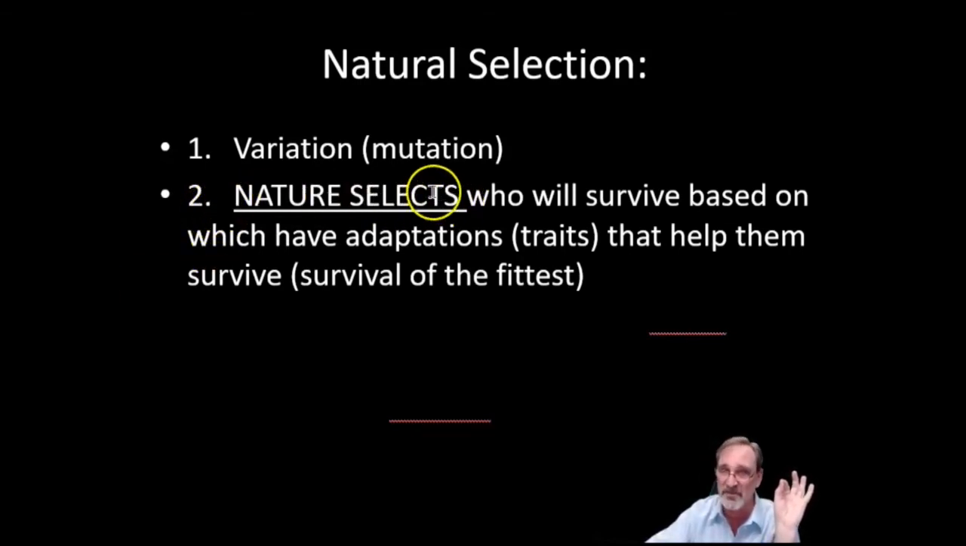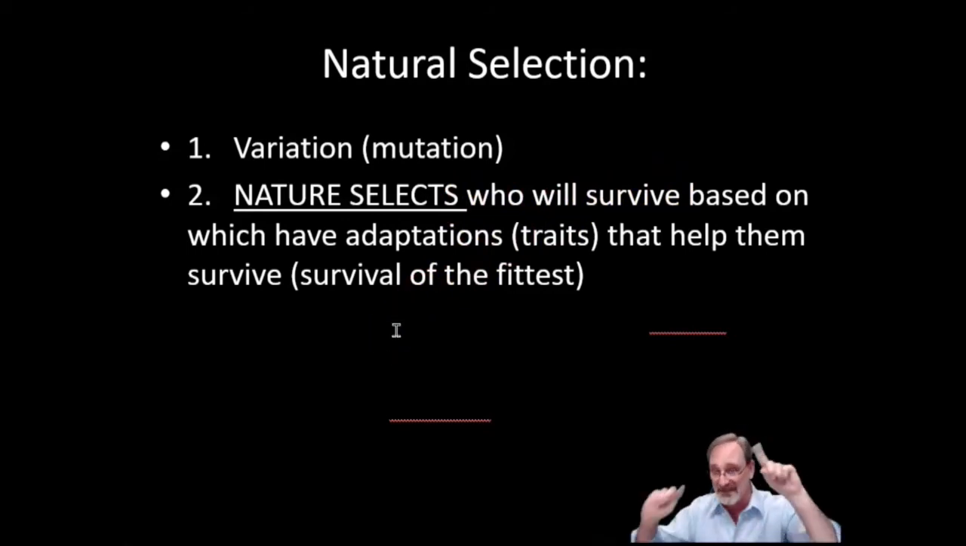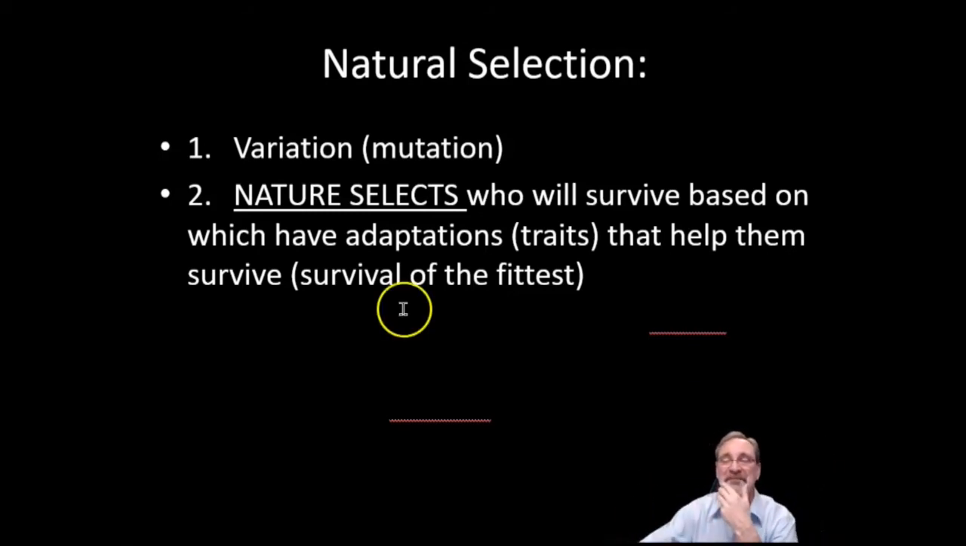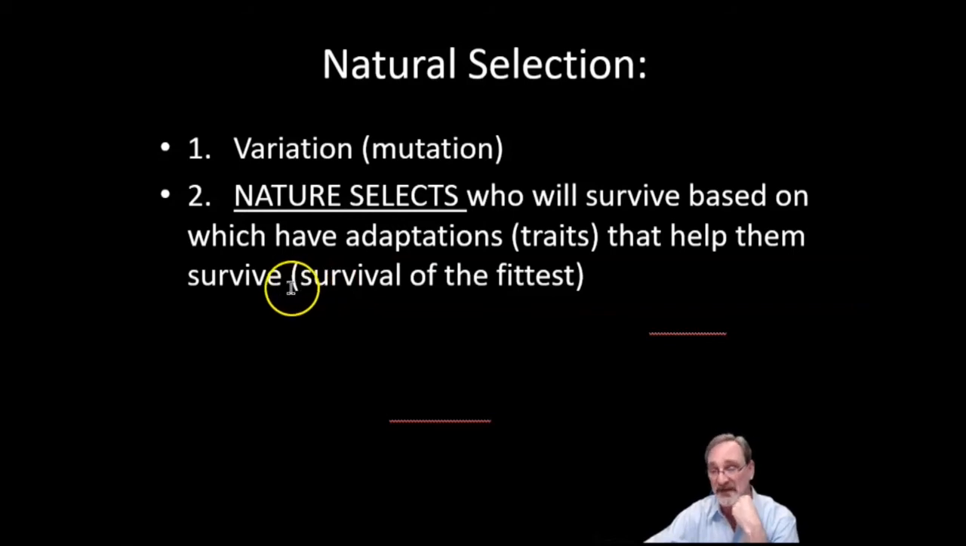And then you also, here's where you get to natural selection. Nature selects. That's why it's called natural selection. Nature selects who will survive based on which have adaptations, that's traits, like long teeth, shape of beak, the shape of the wings or whatever. Nature selects who will survive based on which have adaptations or traits that will help them survive. And that's sometimes called survival of the fittest. Write that down. Okay, if you need more time, pause the video, because we're moving on to the next one.